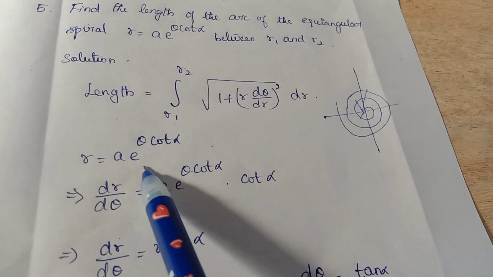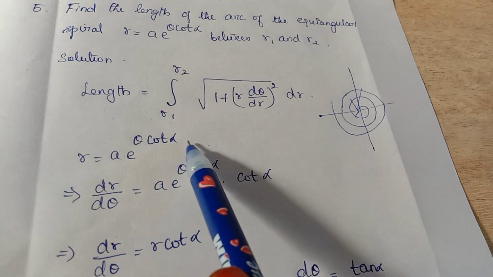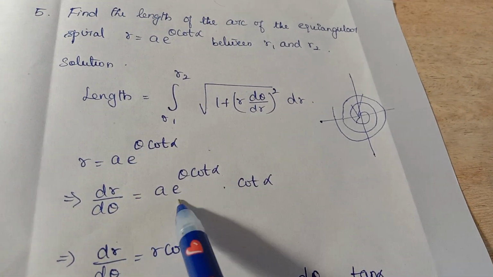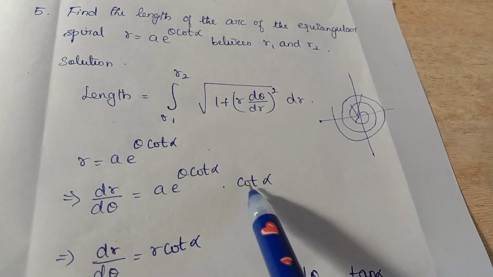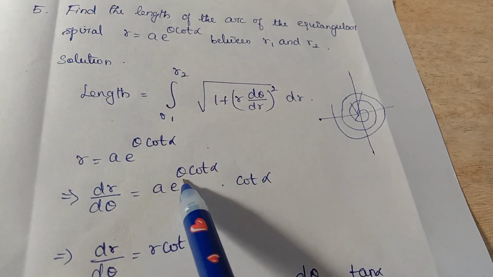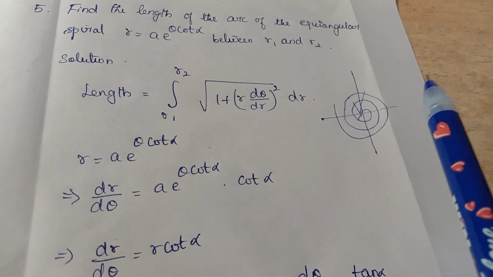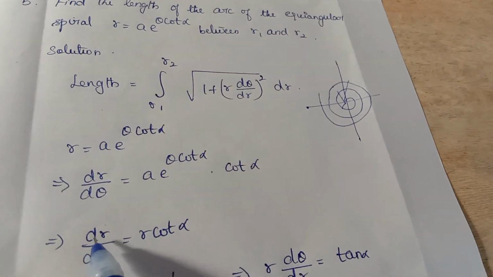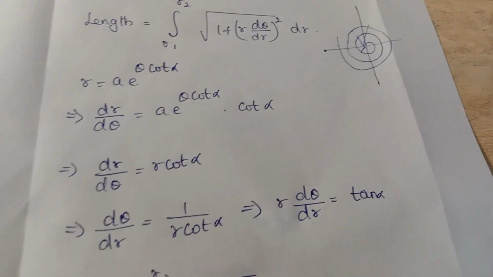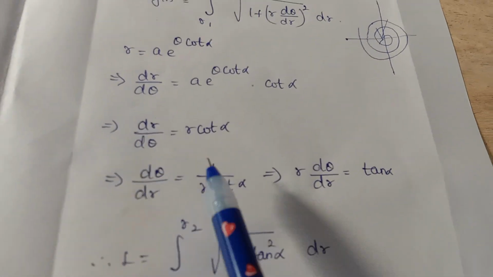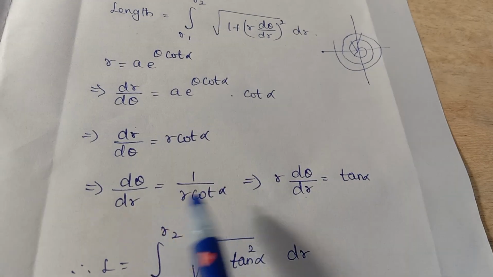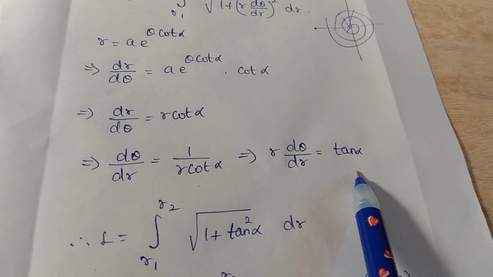Now r equals a e power theta cot alpha. Alpha is a constant. So when you differentiate with respect to theta, a e power theta cot alpha into the differentiation of this, which is simply cot alpha. I am differentiating with respect to theta, and alpha is kept constant. But instead of a e power theta cot alpha, I can put r. So dr by d theta equals r cot alpha. So what is d theta by dr? 1 by r cot alpha, which equals 1 by r tan alpha. So r d theta by dr equals tan alpha.